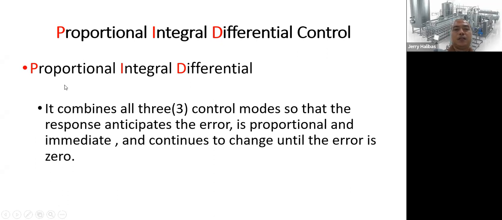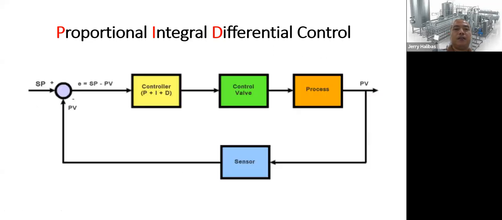Okay, so let's review what proportional is. Proportional refers to the present error. Then the I means the past error. Then the differential or derivative means the future error. So all three work together: the present, the past, and the future.